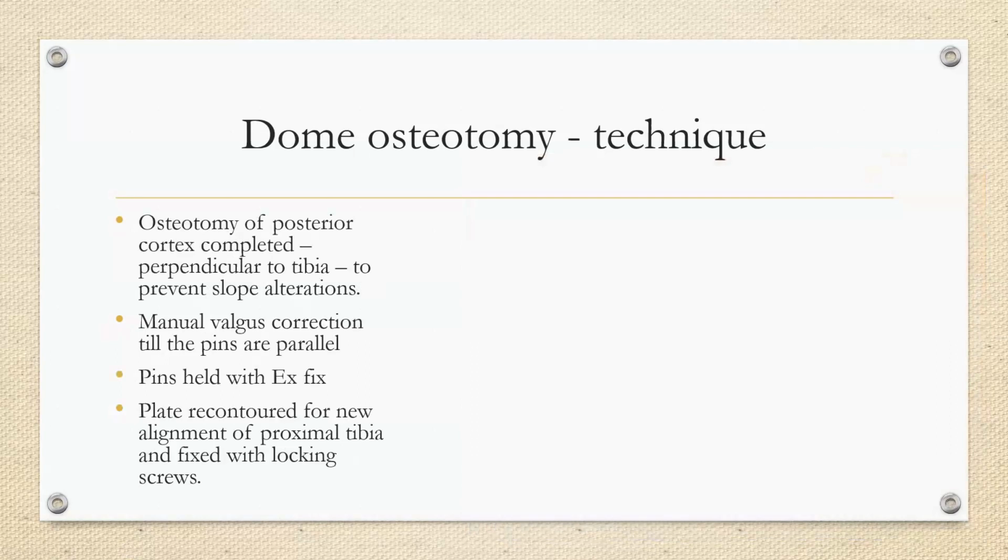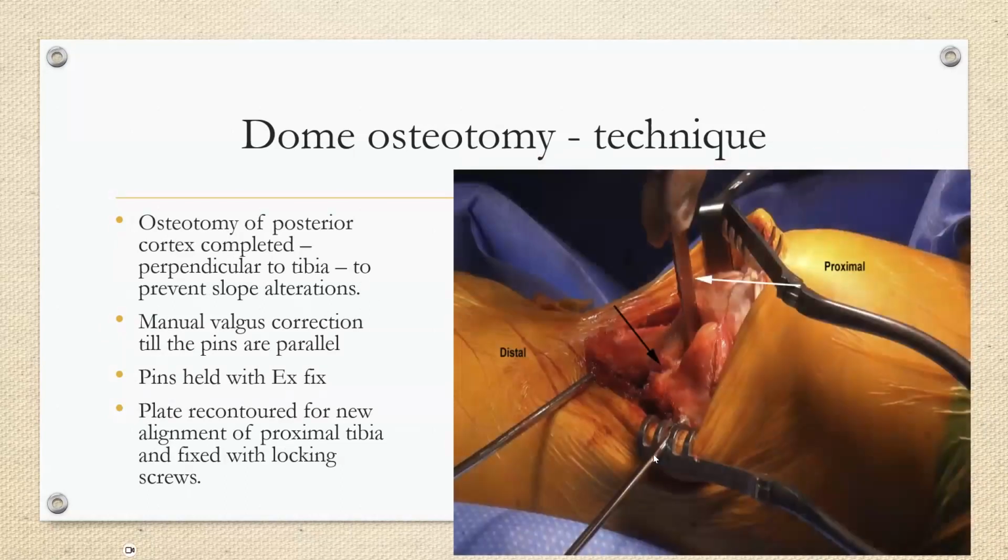So once the second pin is placed, the posterior osteotomy is completed. Care is to be taken to go perpendicular to the tibia to avoid slope alterations. And once the osteotomy is complete, it is freely mobile, and a valgus correction is manually applied till the pins are parallel. Parallelism is confirmed by measuring the pins at the proximal and distal sites.